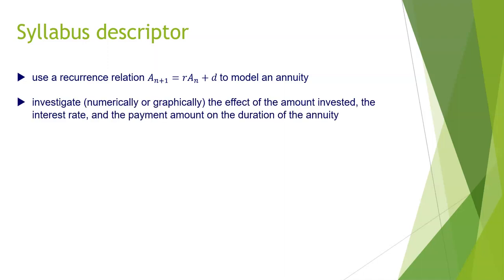So let's look at which syllabus descriptors we're covering in today's video. Use the recurrence relationship to model an annuity: A_(n+1) = R × A_n + D. And investigate numerically or graphically the effect of the amount invested, the interest rate, and the payment amount on the duration of the annuity.